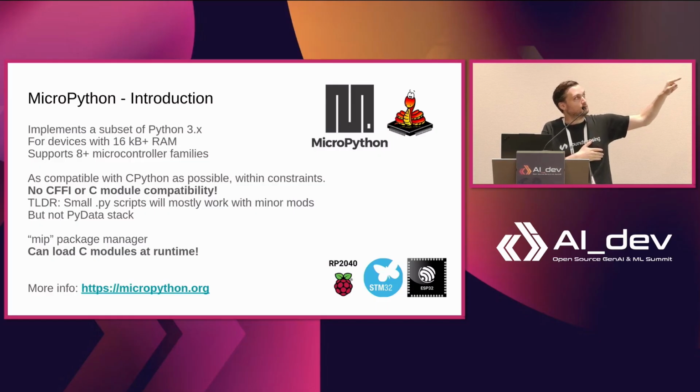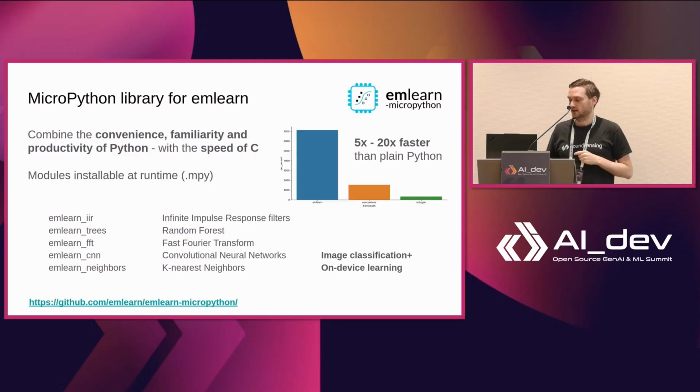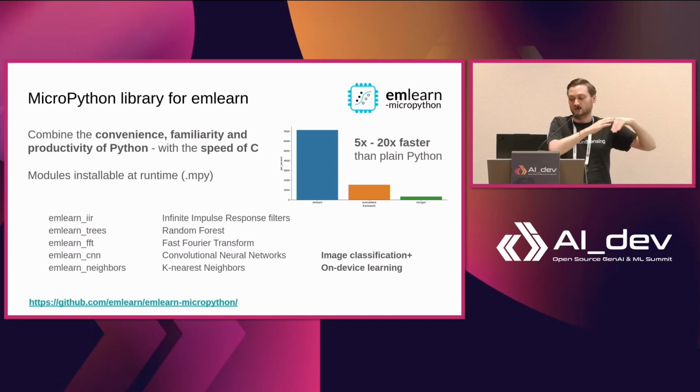One super cool thing with MicroPython is it has a package manager, which can of course install Python packages onto your device, but it can also install C modules at runtime, and this is very unique in the embedded space. So emlearn then provides a MicroPython library, actually a set of independent modules, which are implemented in C, but provide a convenient Python interface. So as an application developer, you just deal with Python, but it's very efficient, both in terms of space and execution time.